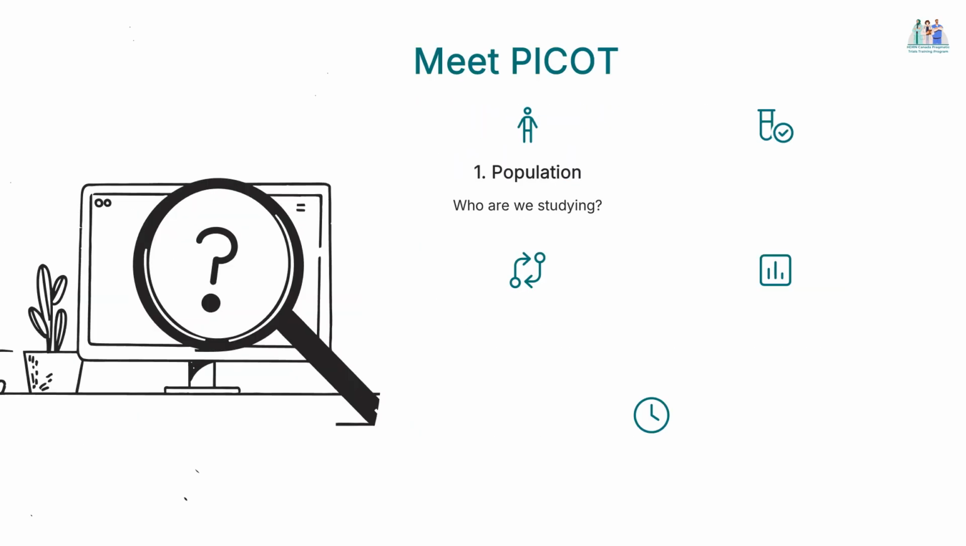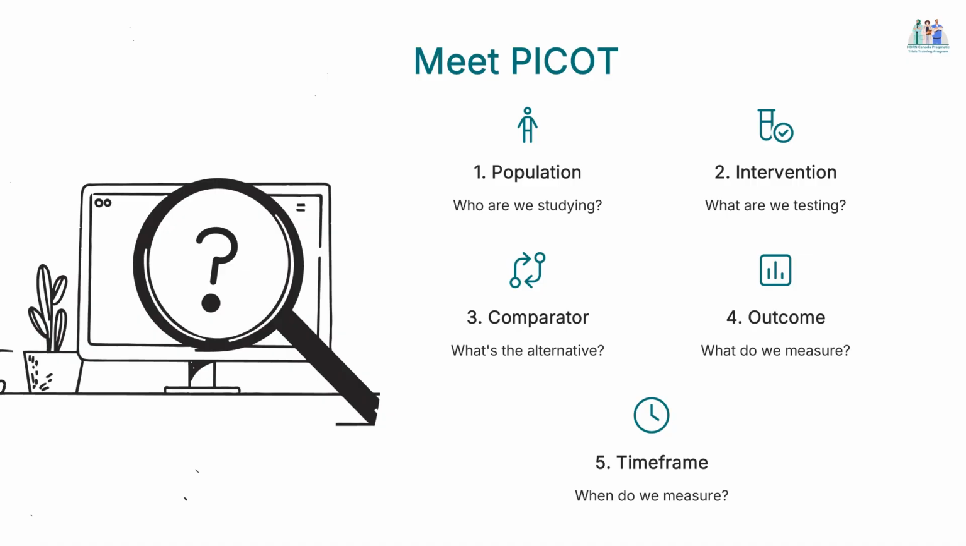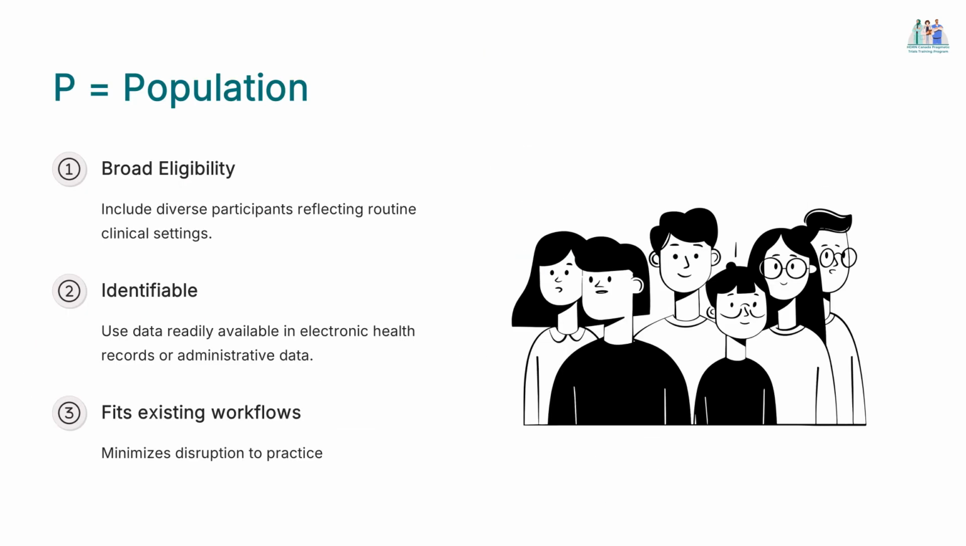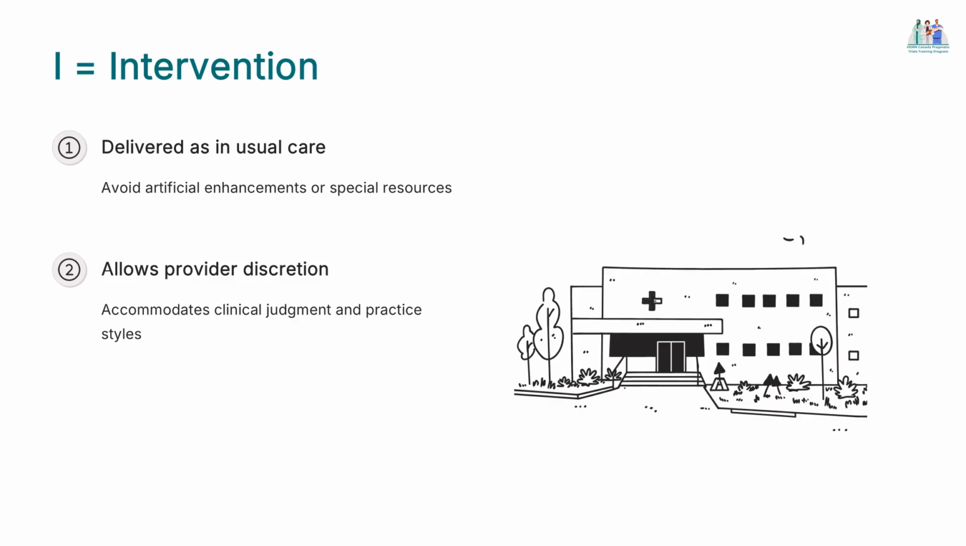The PICOT framework helps structure your research question. We'll examine each element: population, intervention, comparator, outcome, and time frame through a pragmatic lens, ensuring our questions are grounded in routine care. When defining your population, aim for inclusivity that mirrors routine clinical settings. Use data collected as part of routine care that is readily accessible and limit exclusions to those necessary for safety or feasibility. Next, your intervention should reflect routine care, avoiding artificial enhancements. Allowing provider discretion ensures the intervention's applicability across diverse settings and practitioners.